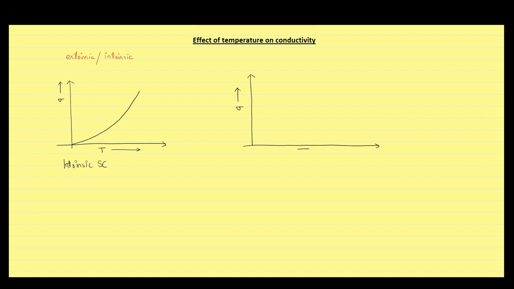We all know we have two types of semiconductors: extrinsic semiconductor and intrinsic semiconductor. If we plot a graph of conductivity with temperature for an intrinsic semiconductor, then the graph is quite simple, as the conductivity of an intrinsic semiconductor increases with temperature. However, if we plot the relation of conductivity with temperature for an extrinsic semiconductor, it is not as simple.